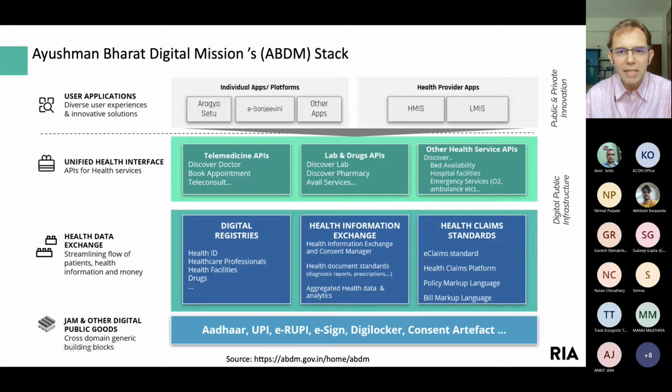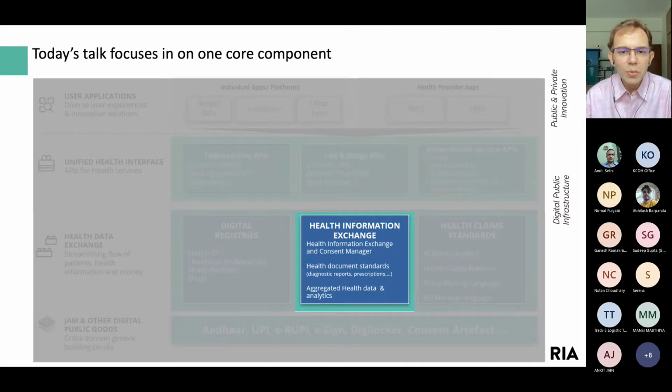While you see many different building blocks here, they're divided into three major layers, which are the user applications, the health interface layer, and the data exchange layer. There are many different components, all of which are really important and add significant value to the ecosystem. But what I'm going to do is talk about one piece here and how we are leveraging it, which is the health information exchange. And one important part of the health information exchange is health data standardization.